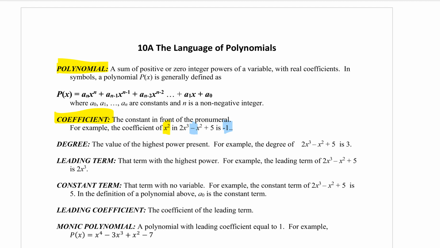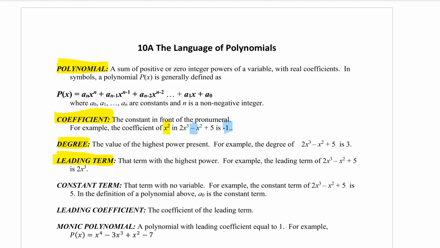The degree of a polynomial is the value of the highest power. Usually it's the first term that you see, but not always. So in the polynomial that you see here, 2x cubed minus x squared plus 5, the highest power of x there is 3, so we would call that a degree 3 polynomial. The leading term is also the term that has the highest power. It is usually in that first position, which is why we call it the leading term, but again, not always. So again, using that same example, the 2x cubed is the leading term.